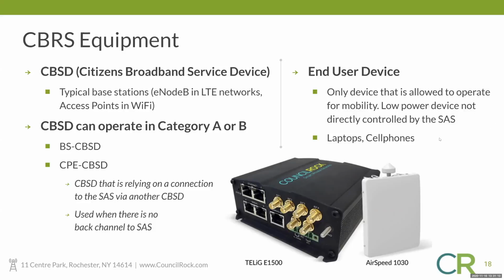What are the typical devices that you will find as end user devices? Cell phones, tablets, laptops, anything, or even a hotspot in your house, an indoor device where you can get a CBRS channel there. So those are the different types of equipment that you're going to find in the CBRS industry today.